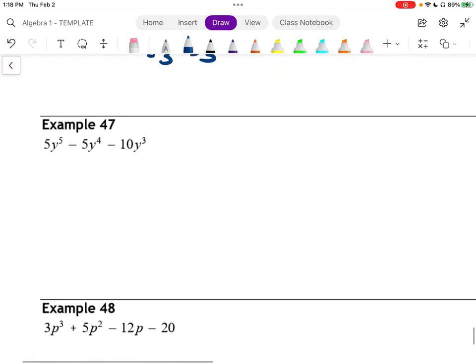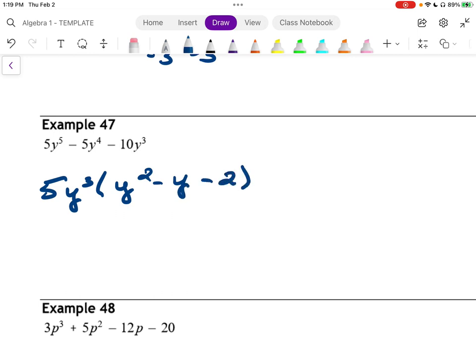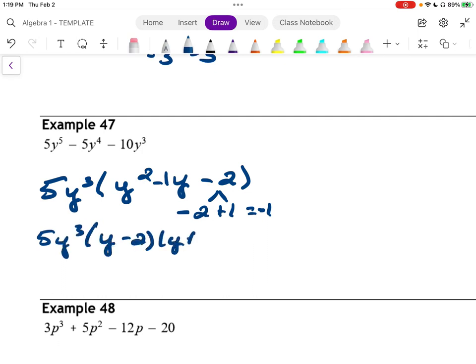Next up, I look for things that can come out. Everything's a multiple of 5. And then I look, there's a lot of y's there. I can pull out a y cubed. So I'll be left with y squared minus y minus 2. Now I look for things that multiply to be negative 2 and add up to be negative 1. That's going to be 2 minus 1. Oop, wait, hold on. Negative 2 plus 1. There we go. So we'll have 5y cubed, y minus 2, y plus 1. And that'll be our answer.